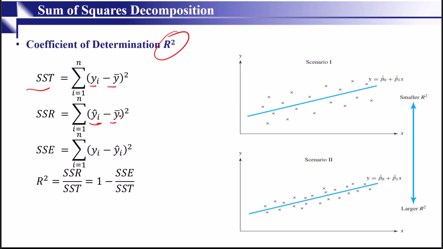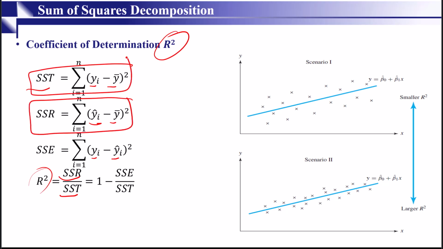SSR is the predicted minus the mean, squared. SSE is yi minus y hat, which means actual minus predicted, squared. R² is SSR divided by SST, or you can say 1 minus SSE divided by SST.